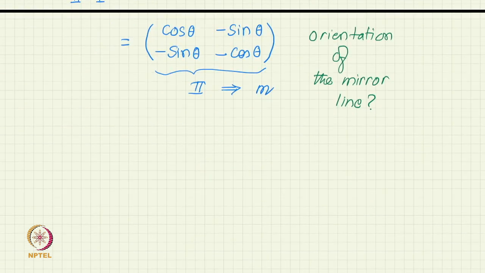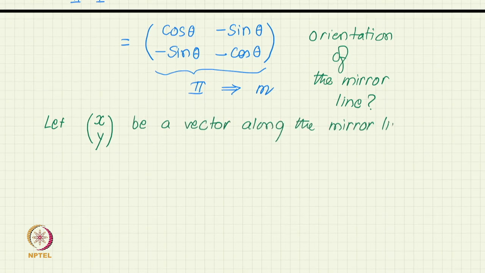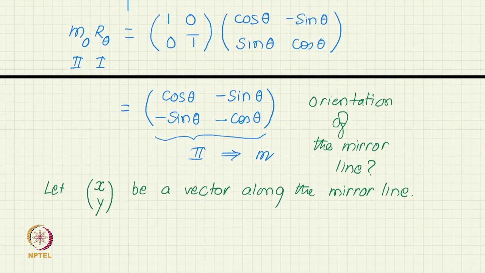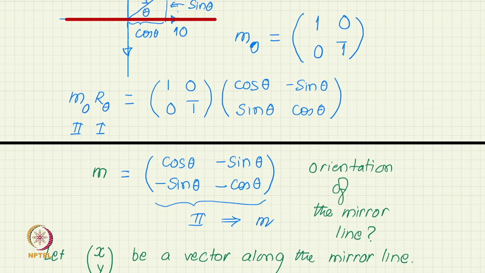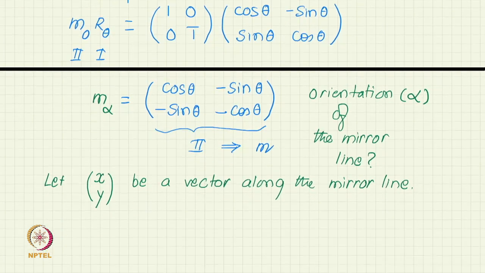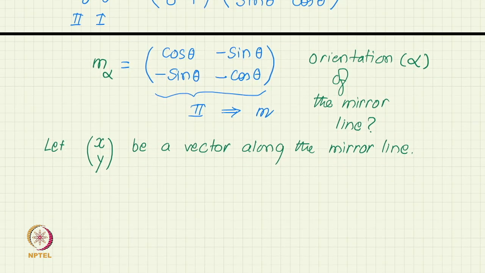So, how do we find the orientation of the mirror line? Let x y be the vector along the line. Then what will this mirror do? Since we know that it is a mirror, it will be some mirror passing through the origin, so it will have some inclination. Let us call this M alpha. Orientation means that angle alpha. This is what we want to find out.